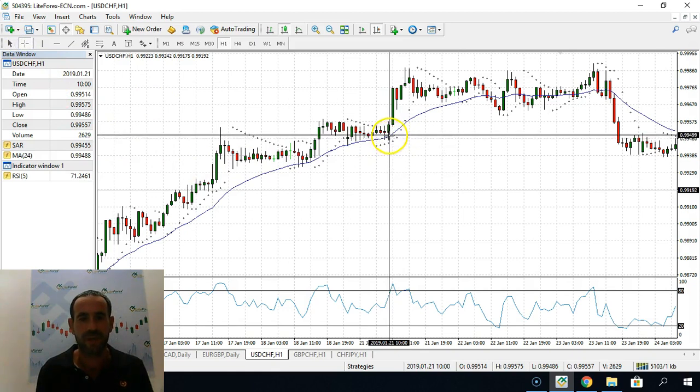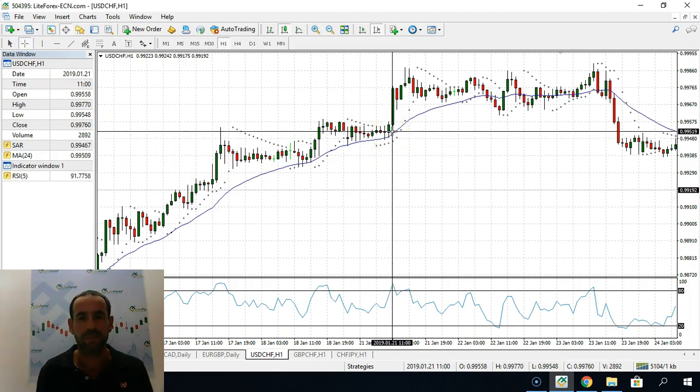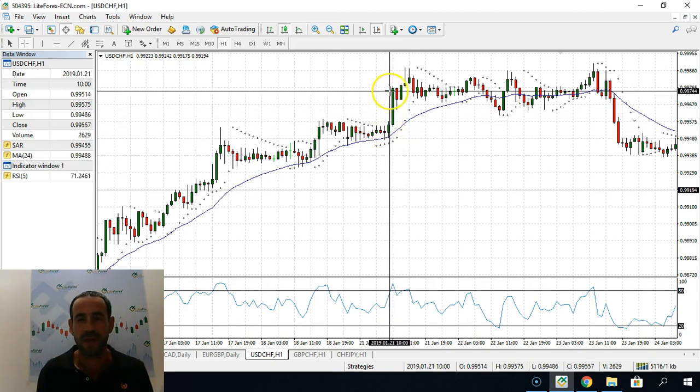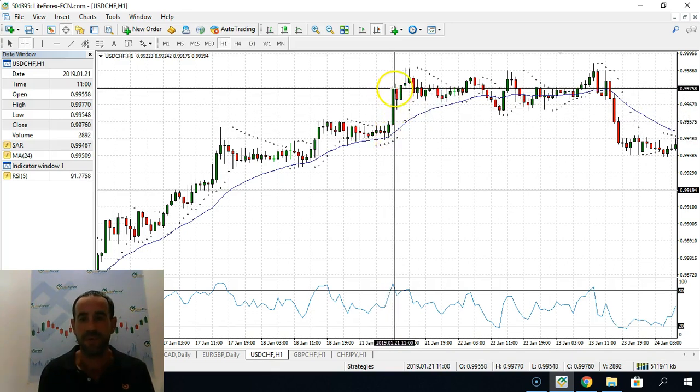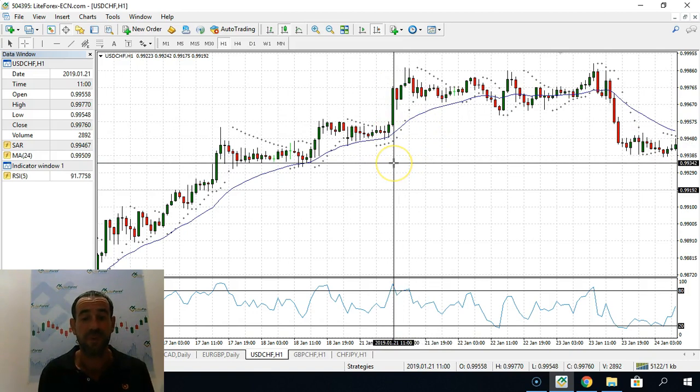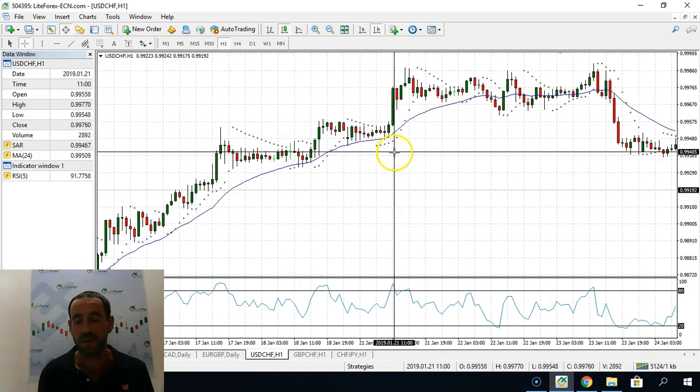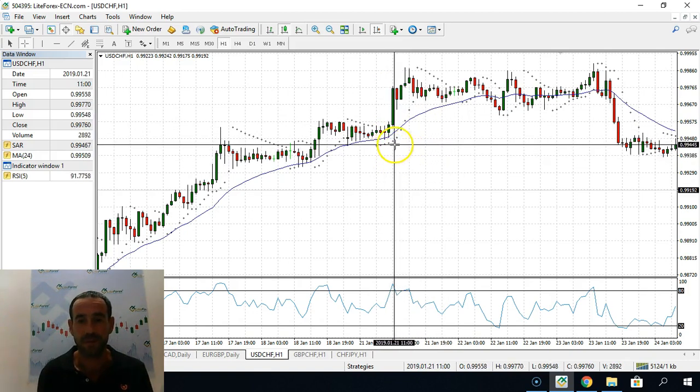So we've entered the trade at the beginning of this bar, and the next bar you can see the RSI is at 91. Take a look at the data window on the left, right? So we pretty much entered right here and exited right there. That was a pretty profitable move, right? That was the first trade I had here on the dollar Swiss in that period of time.